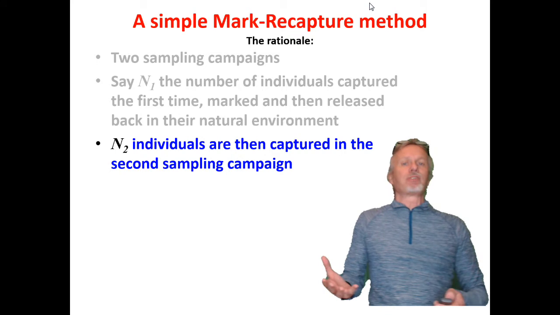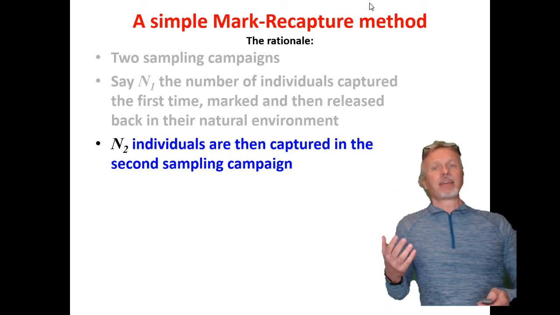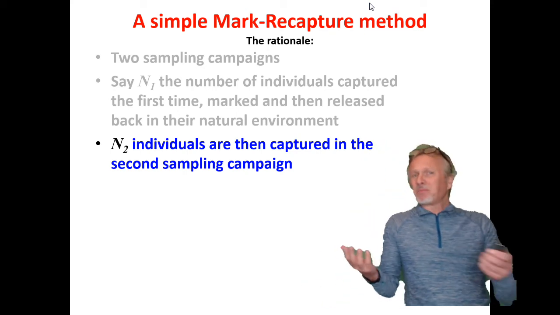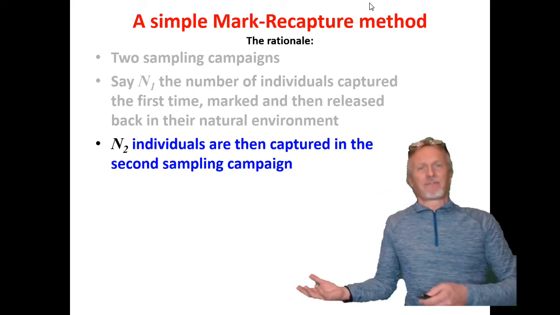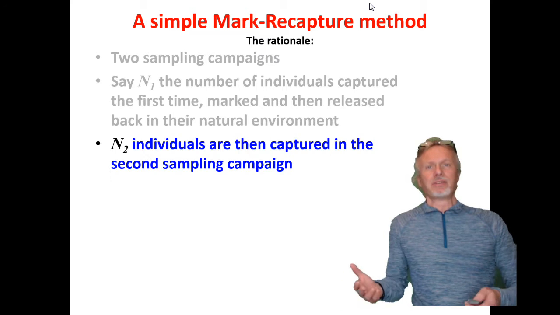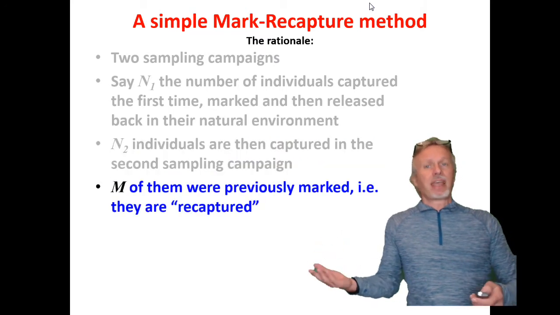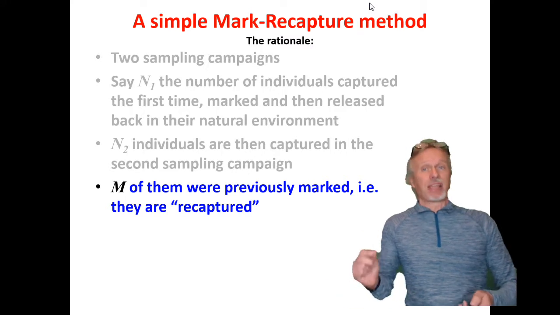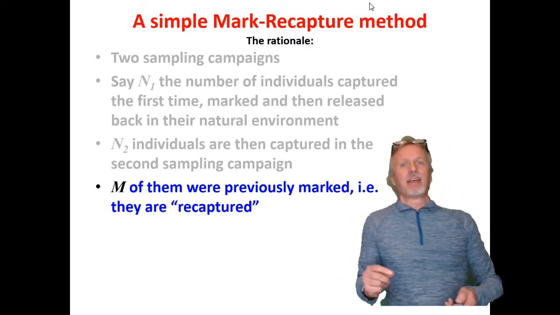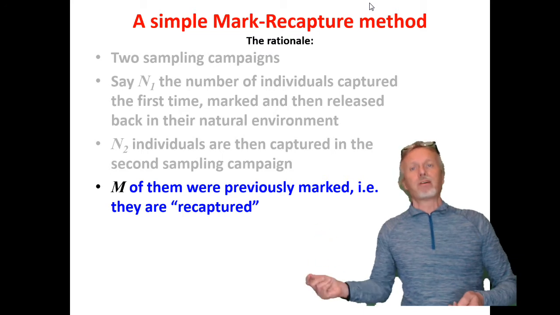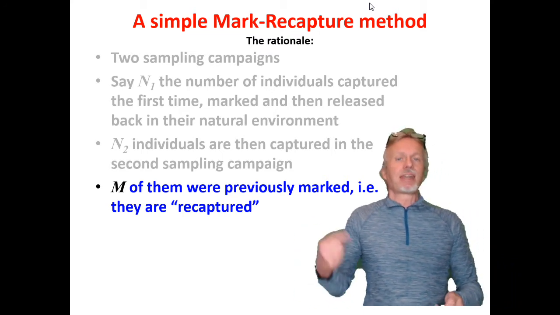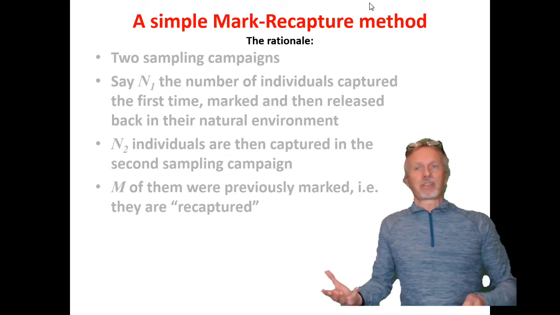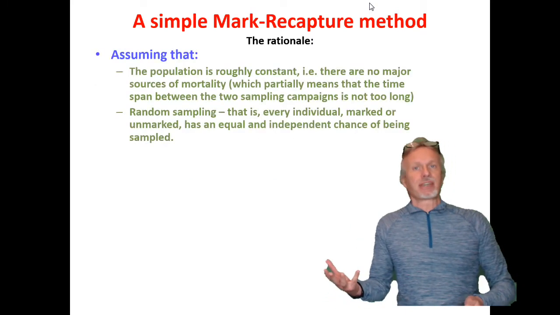We go back a few days later and we sample again a certain number of individuals. It will likely be different from the first one, so let's call it N2. And then we look at the animals that we got, and we'll find that some of them, which we refer to as M, have been previously captured, marked, and then released, and are now recaptured. So we basically want to use this information to estimate population size.